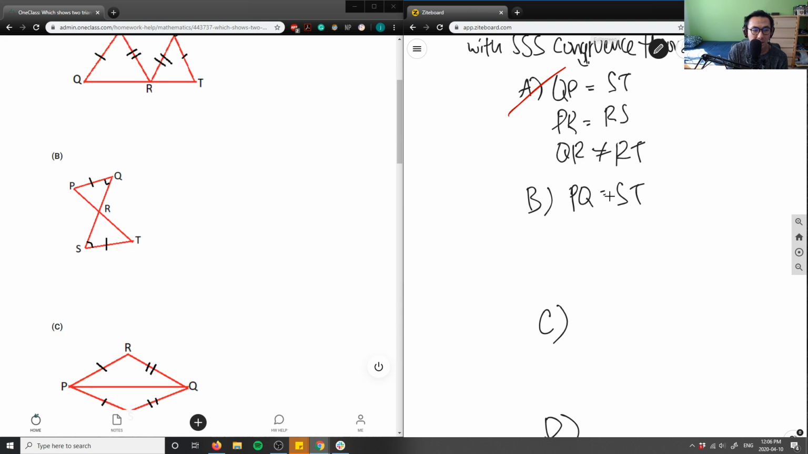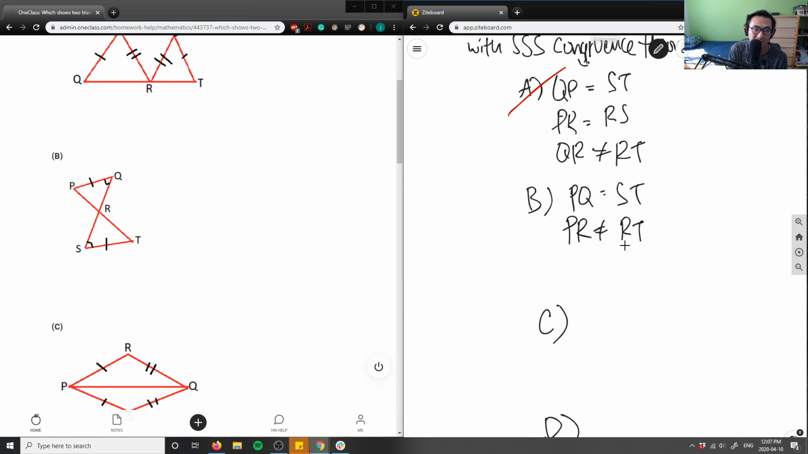And then what about PR? What about PR and RT? Do we know if that's the same? In this case, we don't know if it's the same. This length here and this length here, we don't know if it's the same because I don't see the lines here, and they're not part of a shared side. The two triangles don't share a side. So in this case, PR has no relation to RT, so it's not equal.